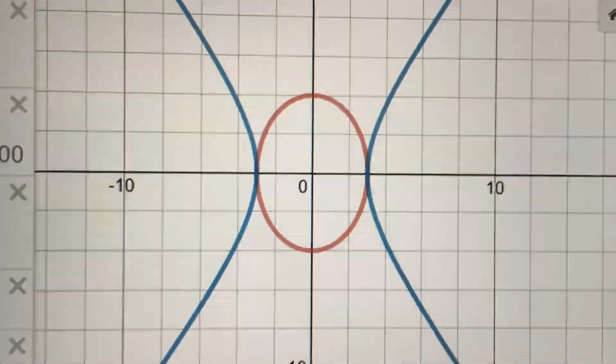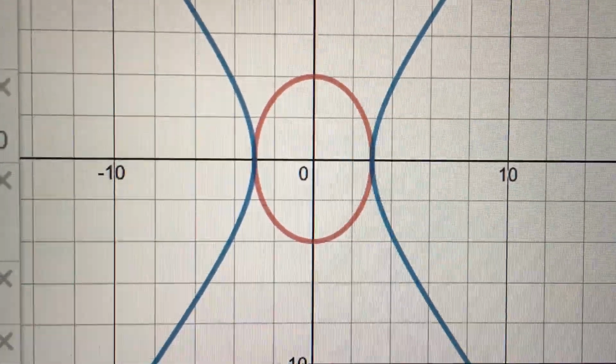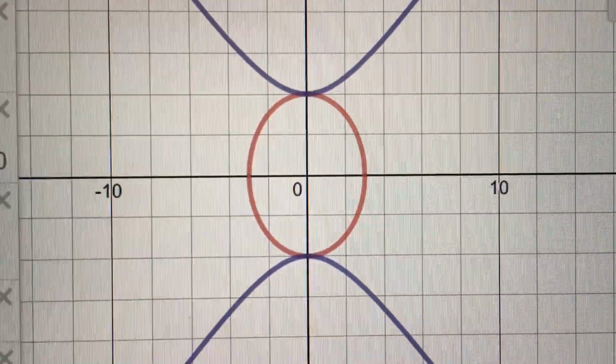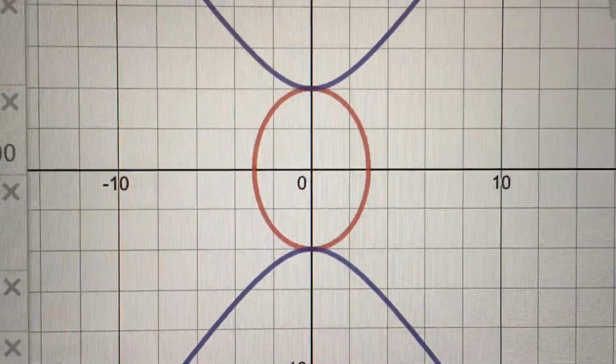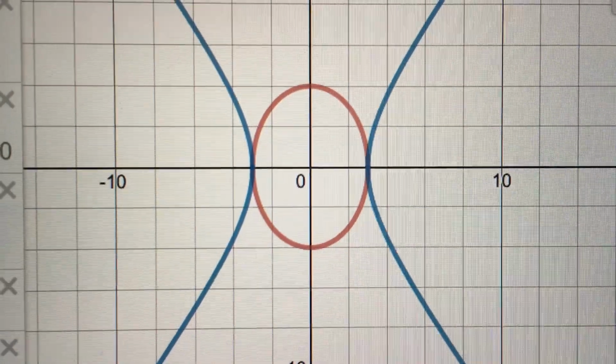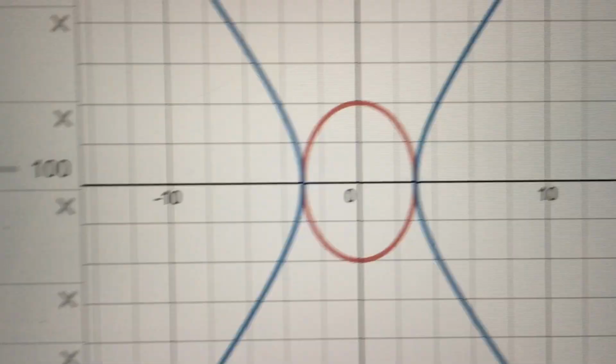A hyperbola can do two things. It can go like that, or it can go up and down like this. That's what we're going to be learning today: when does it go like this, and when does it go like this. Okay, I have something I want to show you over here.